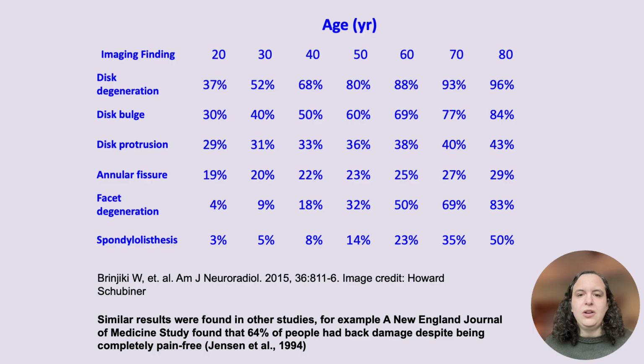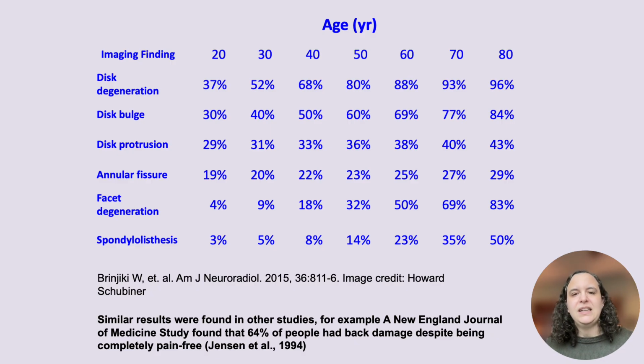This is a chart looking at a study of back pain and imaging findings. Actually, this is people who didn't have any pain at all. But again, you can see the age on the top, and then on the left column are all these different things that are often cited as reasons why people have back pain. So things like disc degeneration or disc bulge or disc protrusion or annular fissure or facet degeneration. Or, and I never pronounce this one correctly, spondylolisthesis. I never get that one right. It's a hard one. But these are often things that we hear about as being the cause of back pain.